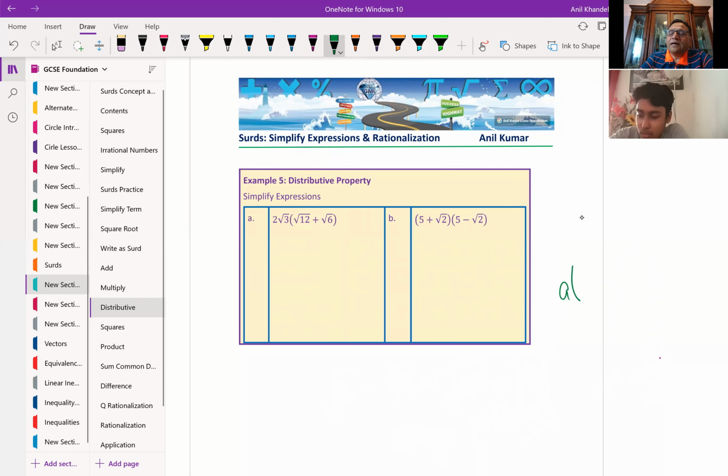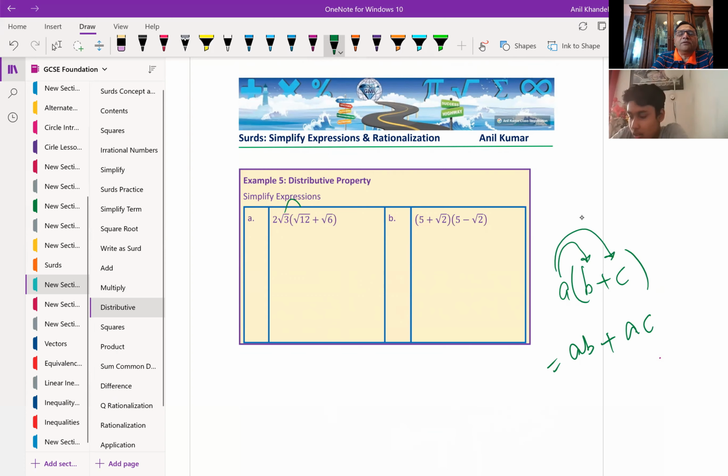Distributive property is very similar to what you have learned earlier. That is, A times (B plus C) is equal to A times B plus A times C. So you have to multiply A with both the terms and write it down. Same thing we'll do here, right? We know now both operations, addition and multiplication, and so we could easily do.